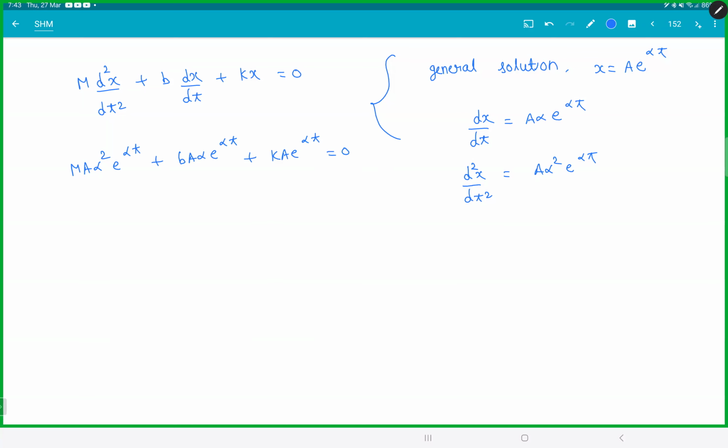So the e power alpha t has an advantage. When you differentiate, it remains same, so it goes off. So you end up with m alpha square plus b alpha plus k. For this, when you write the quadratic equation, we get minus b plus or minus root over b square minus 4mk by 2m. And we know x is equal to A into e power alpha t. So if you substitute alpha, you get solutions. This is how the story goes on.